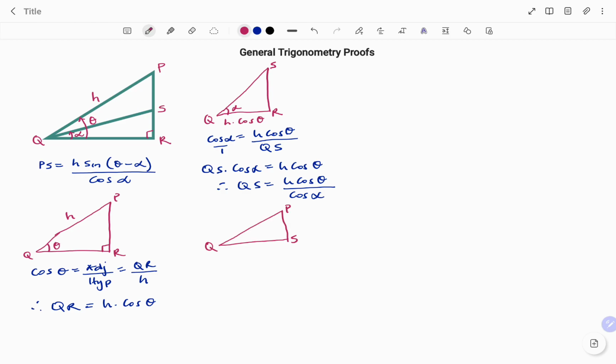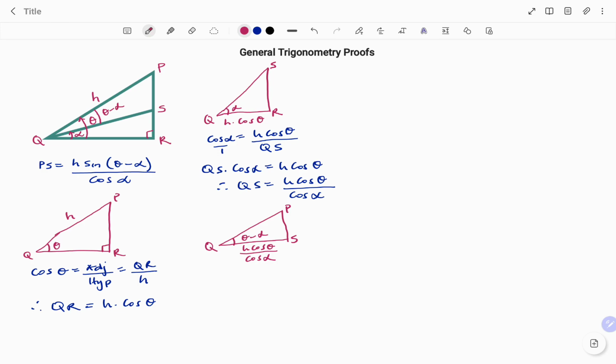Now I'll go ahead to use the other triangle PQS such that if you go back to the diagram, if the whole of the angle at Q is theta and SQR is alpha, then this angle, as shown, will be the whole of the angle, theta minus alpha. So putting that back into my diagram, I have this angle to be theta minus alpha. We've been given QS to be h cos theta over cos alpha.